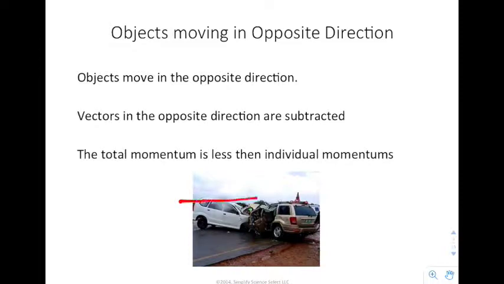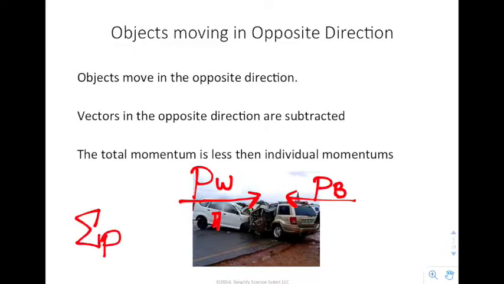This particular car was moving in this direction with a momentum of, we'll call it PW because it's a white car. And then we'll call this one PB, we don't want to call it tan because that sounds like P total, so we'll call it PB because it's kind of brownish. Now, whenever you have these cars moving in opposite directions, if you're trying to find the sum total of them, because they are moving in opposite directions, you have to subtract them. So you'd say PW minus PB. Now, the total momentum in this case is less than the individual momentums because you subtract them.